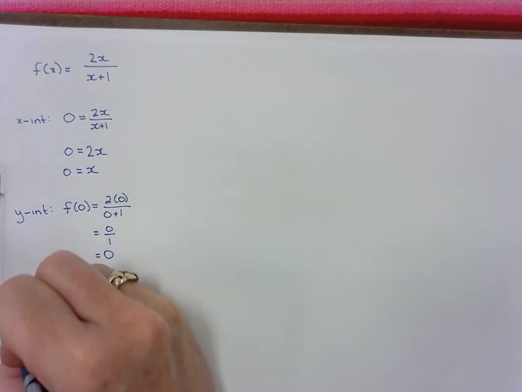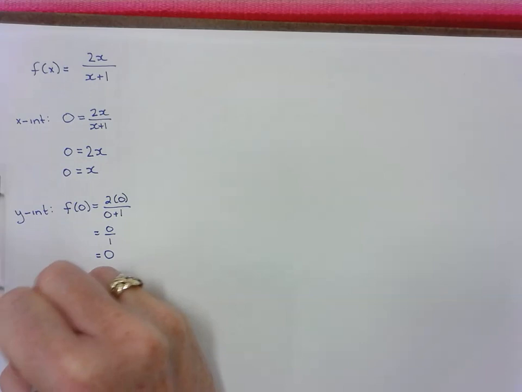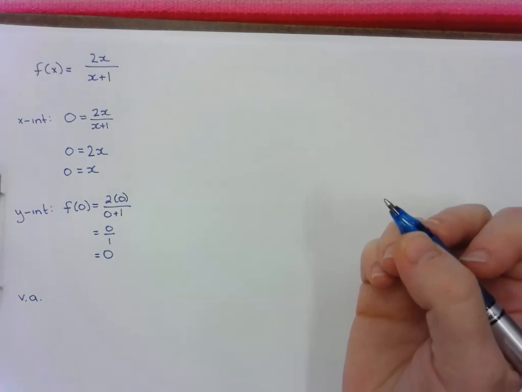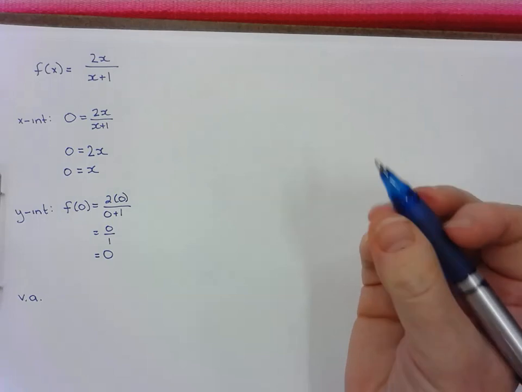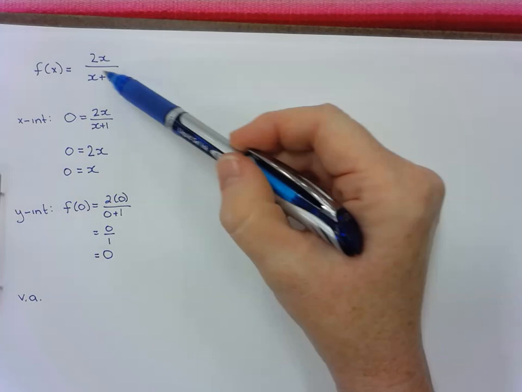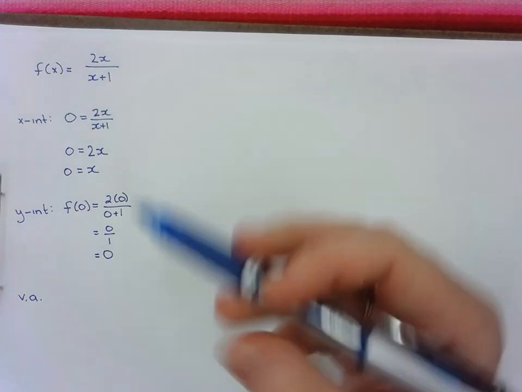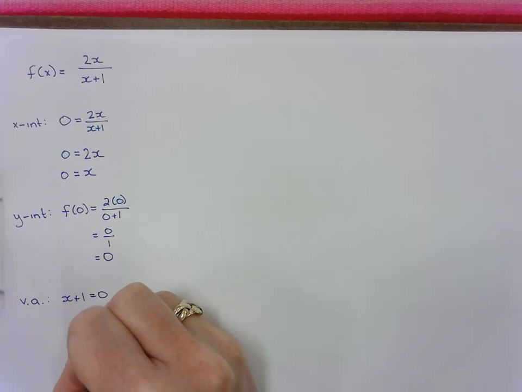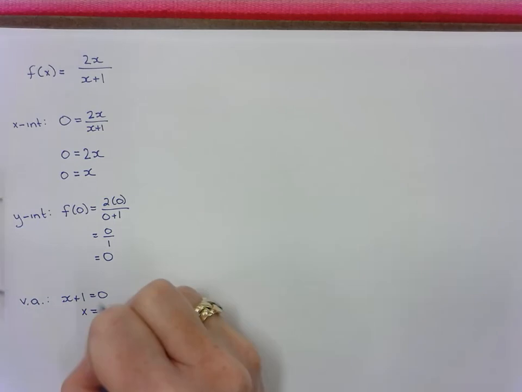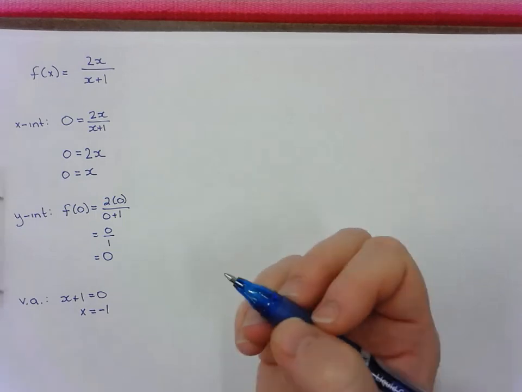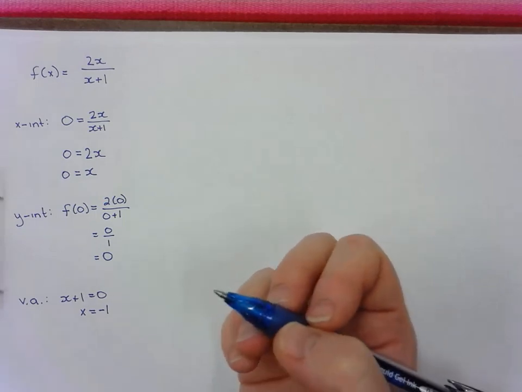Next, we want to determine the vertical asymptote. If you remember, to determine the vertical asymptote, we're looking at what we can't divide by here. We can't divide by 0, so we don't want x plus 1 to equal 0. To calculate our vertical asymptote, we set x plus 1 equal to 0 and solve. We bring the 1 over, and we have x equals negative 1. So we have a discontinuity at x equals negative 1, and that is our vertical asymptote.